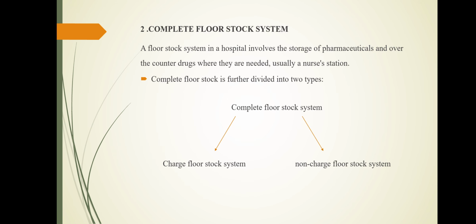Next is the complete flow stock system. This system involves the storage of pharmaceuticals and OTC drugs. The medications are reached to the nursing stations, and the complete flow stock system is further divided into the charge floor and the non-charge. Generally, a flow stock system means that the pharmaceuticals or OTC medications are stored at the nursing station.